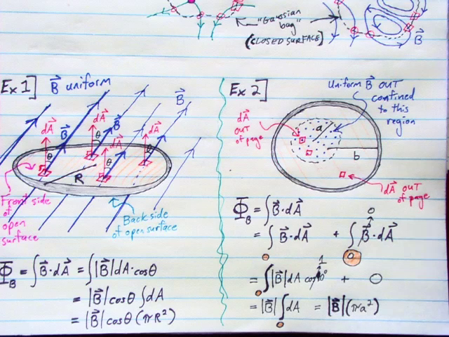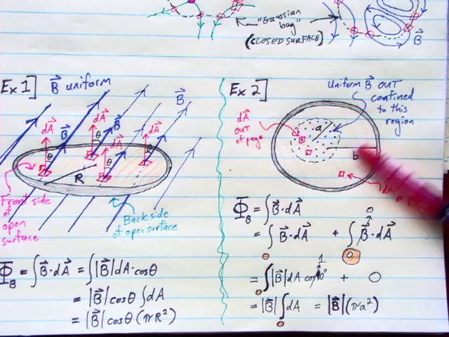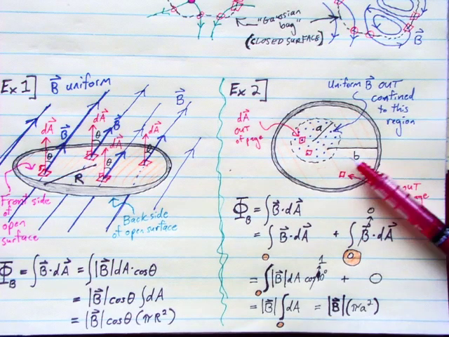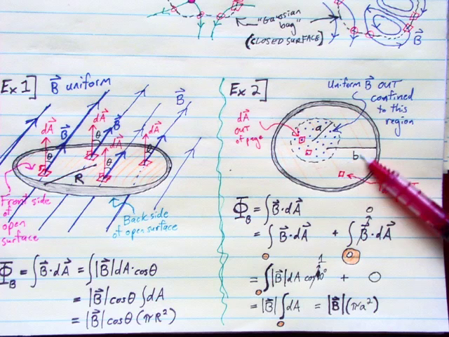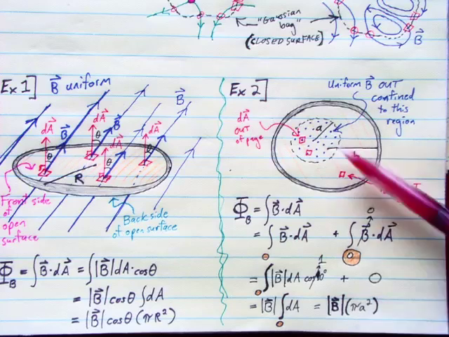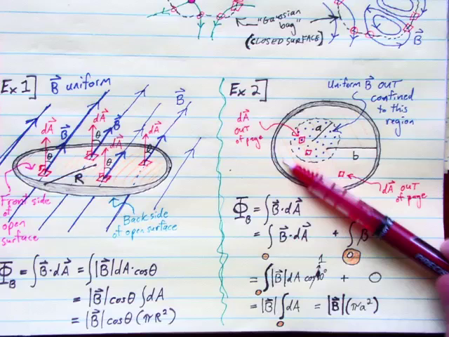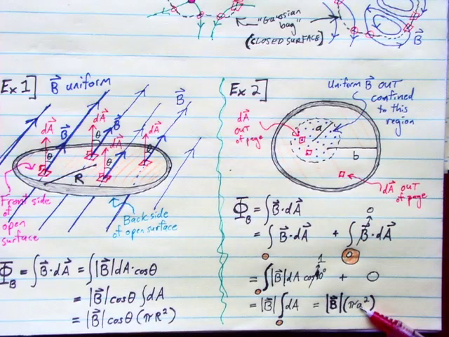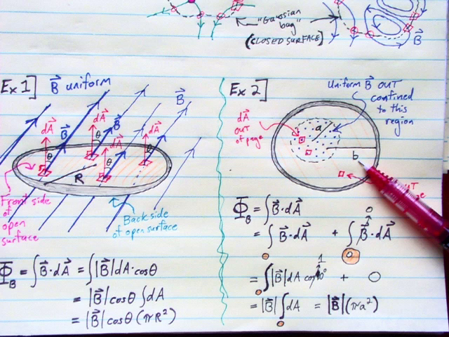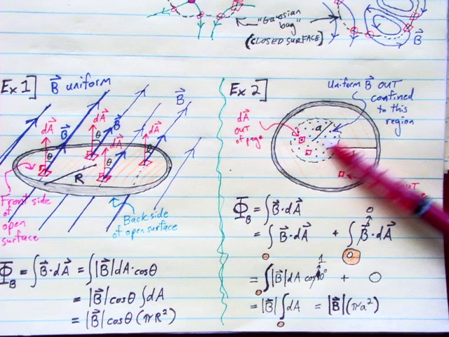So one thing I wanted to emphasize in this example is that even though the whole open surface has a cross-sectional area of pi times little b squared, the area that matters is this one where there actually is field. So the flux through this whole thing depends on pi a squared, not on pi b squared, since there's no flux out here, only flux coming through this region.